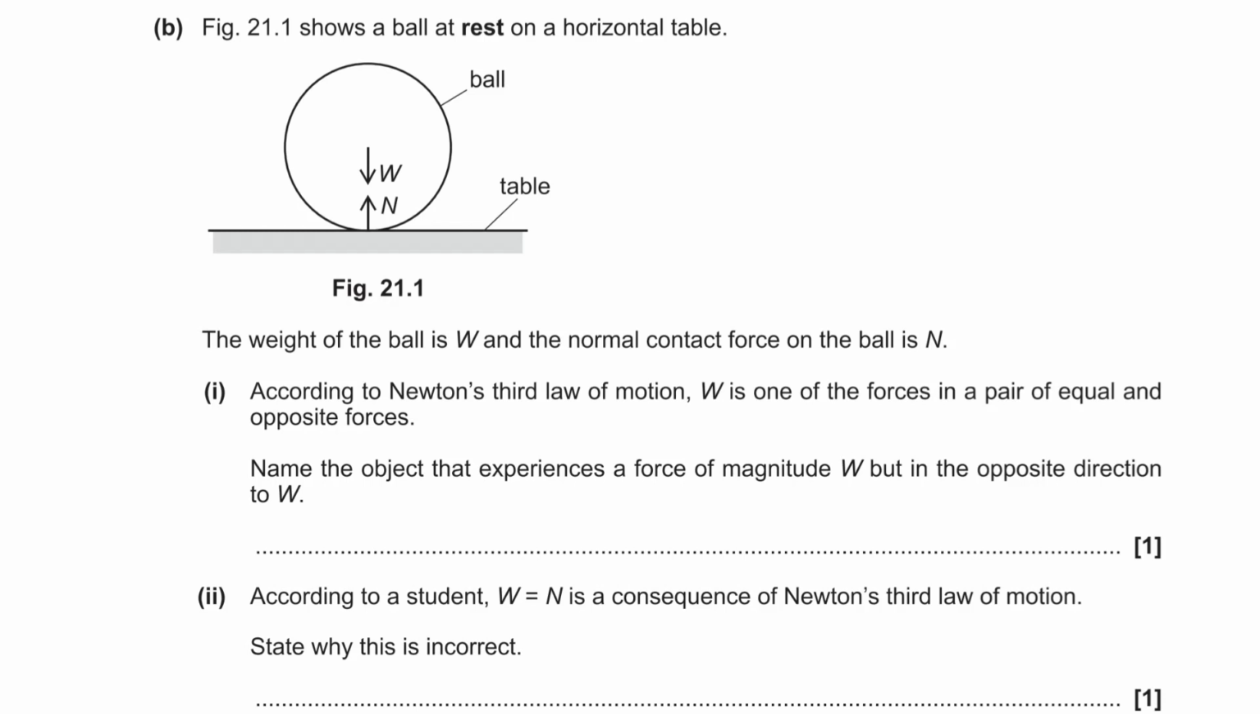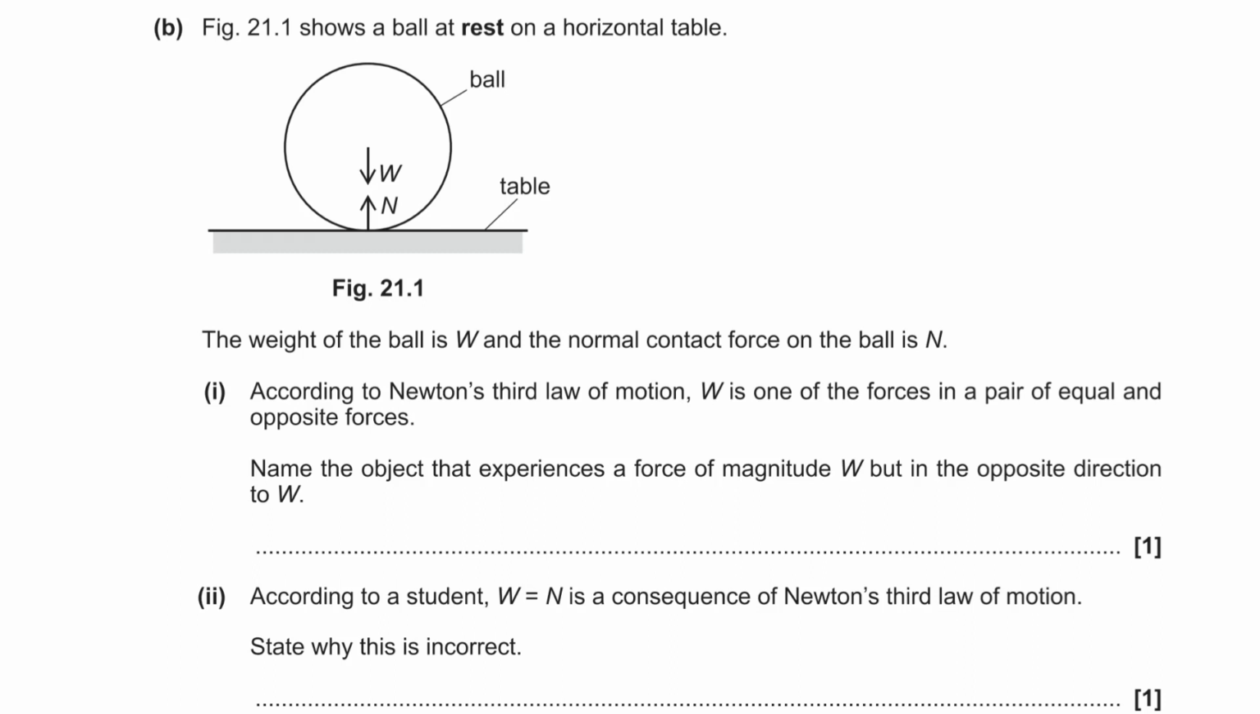All right, we have the ball with the weight and the normal reaction force from the table. So what's the object that experiences a force of magnitude W but in the opposite direction to W? You might be tempted to say the table, but no, that's not true. Now, Newton's third law is always true, whether or not an object is stationary or it's falling through the air or whatever. So even if this ball was falling, it would still be true.